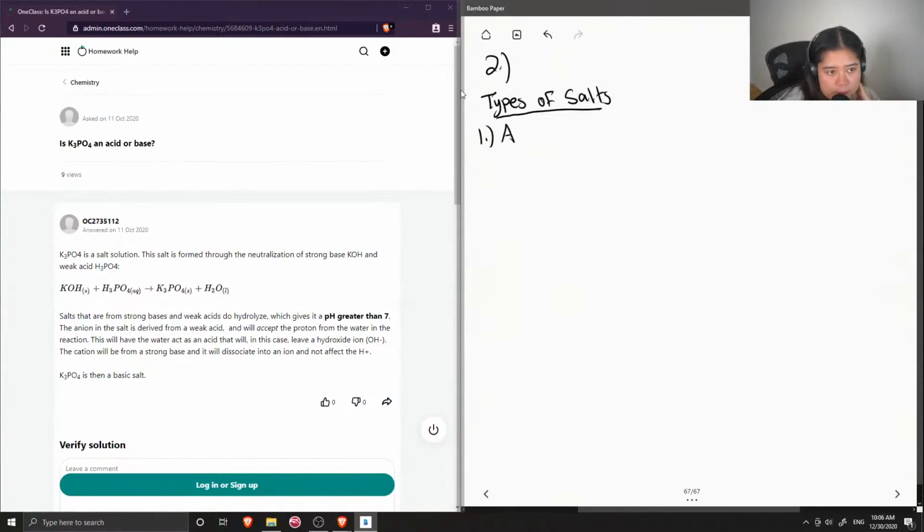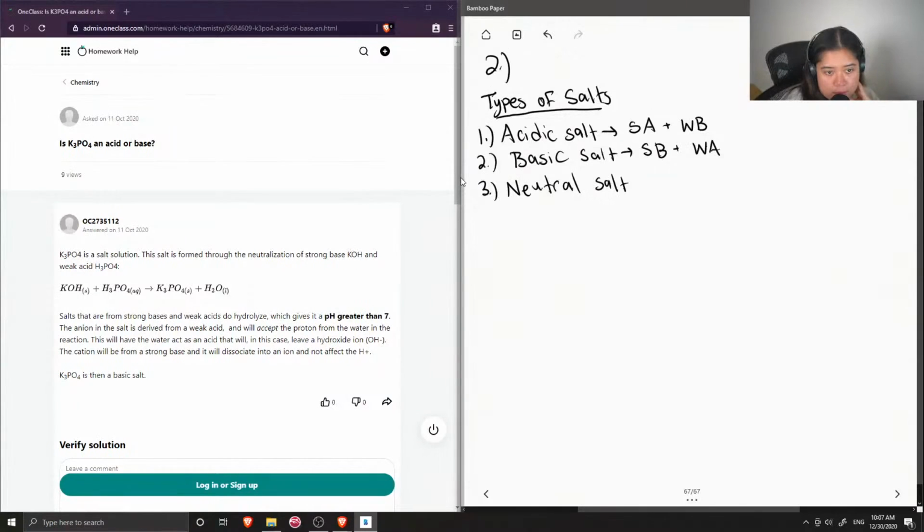So there is an acidic salt, which is formed from a strong acid and the salt of a weak base. You could have a basic salt, which is formed when you combine a strong base with a weak acid. And lastly, you can have a neutral salt, which is what is formed when you react a strong acid with a strong base.